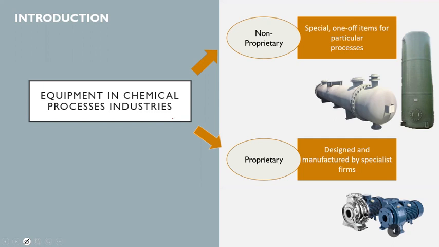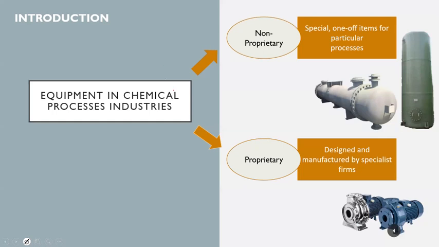Okay, in the chemical process industry, there are two types of equipment, which are non-proprietary and proprietary. Non-proprietary means we have a special, customized, or one-off item for that particular process. For example, if our process is to produce ammonia, that requires a reactor. Based on the desired output, maybe we require ammonia with a certain amount, quality, and condition. So we design the reactor to ensure that we obtain that certain yield of conversion of the product.